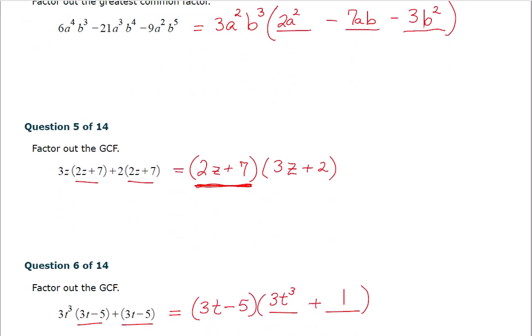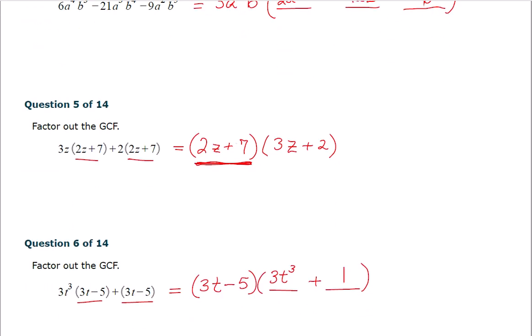Question 5 changes things a little bit, but the same basic idea. I'm looking for something in common. Now in question 5, though, the thing in common is this big term that I've underlined in red. It's in common. So just like previously, I'm going to take it out. Here it is sitting in the front. And if I remove it, what's left is a 3z plus 2.